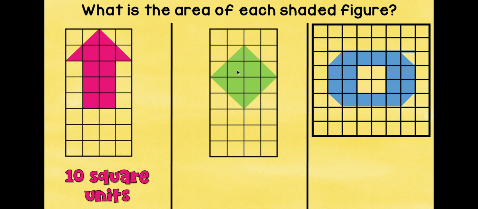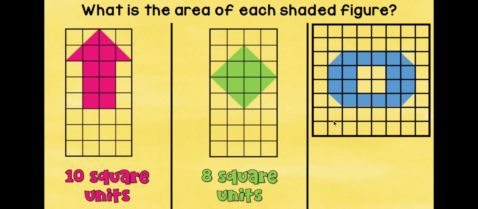Moving over to the green, I count my whole squares first. 1, 2, 3, 4. And then I'm going to piece together, this would be 5. These 2 halves would be 6. These 2 would make 7. And these 2 would make 8. So our area for the green is 8 square units.